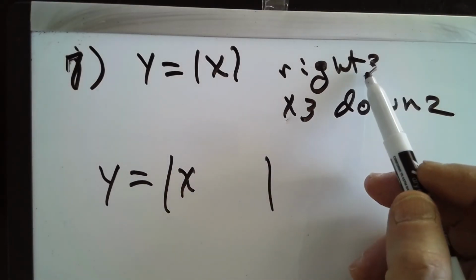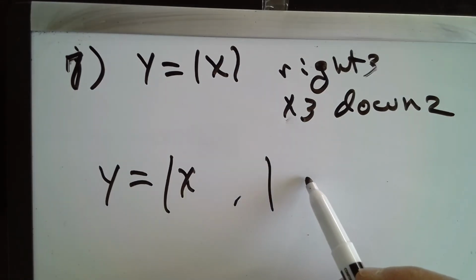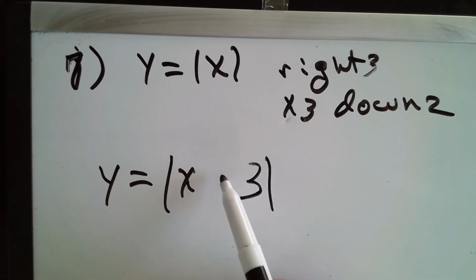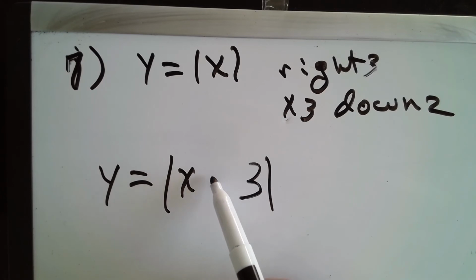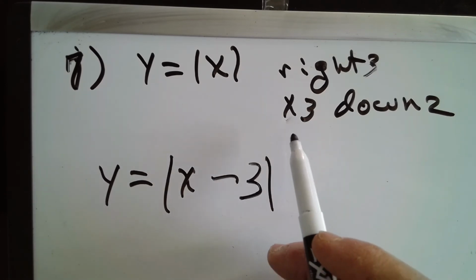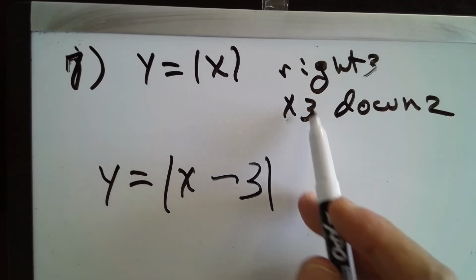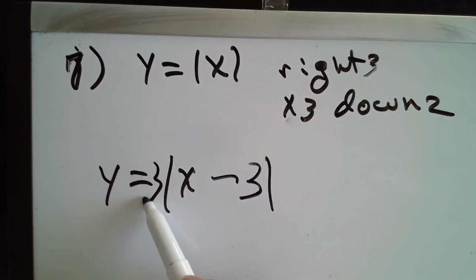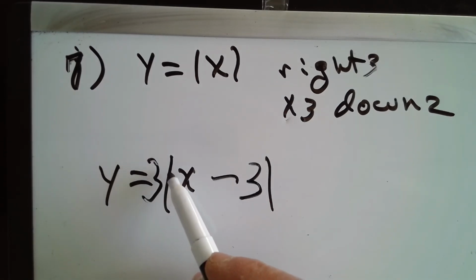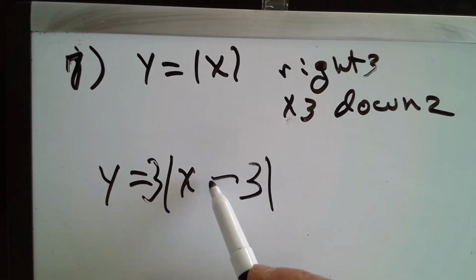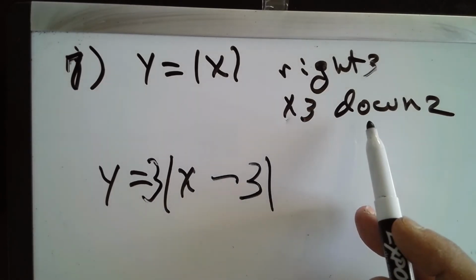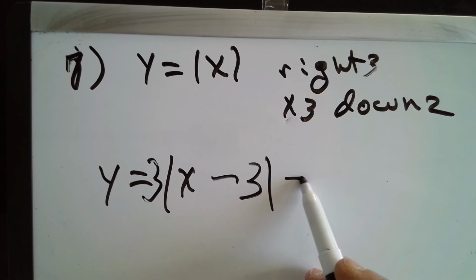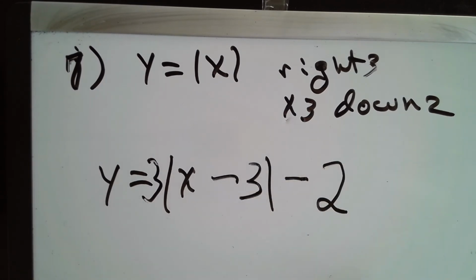So we're going to shift it right 3. So where's this 3 going to go? Is it going to go inside or outside of the absolute value? Inside. Yeah, it's going to be inside because it's right. And because it's right, is it going to be plus or minus? Minus, because it's opposite inside. Now it's going to multiply by a factor of 3. So where's this 3 going to go? In front. It's going to multiply it, times. So that's times 3 times the absolute value. And then it's going to shift it down. That's going to be outside, and that's going to be minus 2. And that's our answer. Okay?